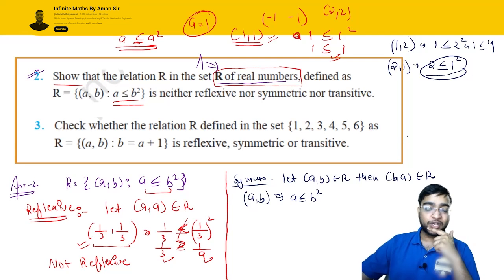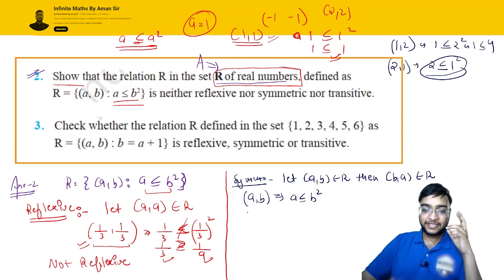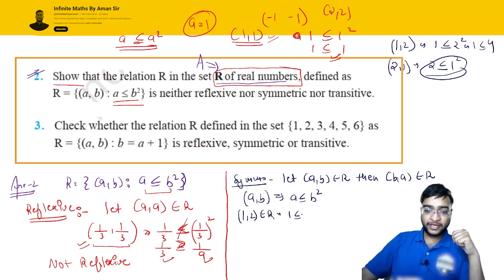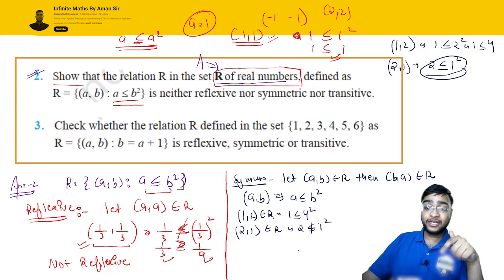Okay sir, so this is not symmetric here. So I can take this example as the contradictory condition. If I take (1, 2), it is in the relation, because 1 is less than 4. If I take (2, 1), then it says 2 is not less than or equal to 1 square, so this is not in my relation here.